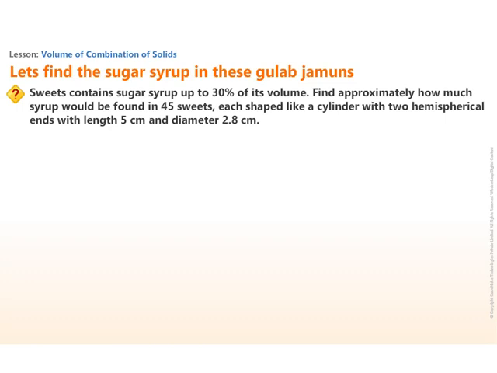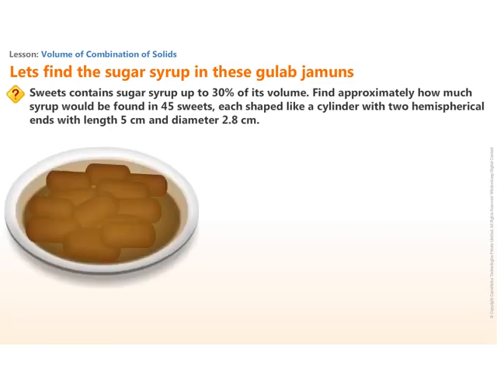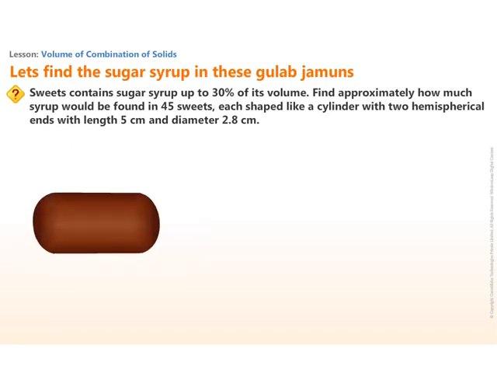Now, let us solve another practical problem. Sweets contains sugar syrup up to 30% of its volume. Find approximately how much syrup would be found in 45 sweets, each shaped like a cylinder with two hemispherical ends with length 5 centimeters and diameter 2.8 centimeters.